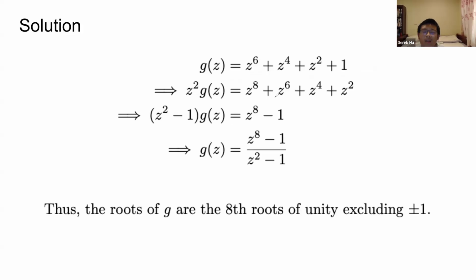And then notice that this is very similar to this. So that means that we can subtract g(z) on both sides. So then we get (z squared minus 1) times g(z) is equal to z to the 8th minus 1. And then we divide both sides by z squared minus 1. And then we have g(z) is equal to (z to the 8th minus 1) over (z squared minus 1). And then the roots of this are just when this is equal to 0, excluding when this is equal to 0. So thus the roots of g are the 8th roots of unity excluding plus minus 1, and that's when z squared minus 1 is equal to 0.